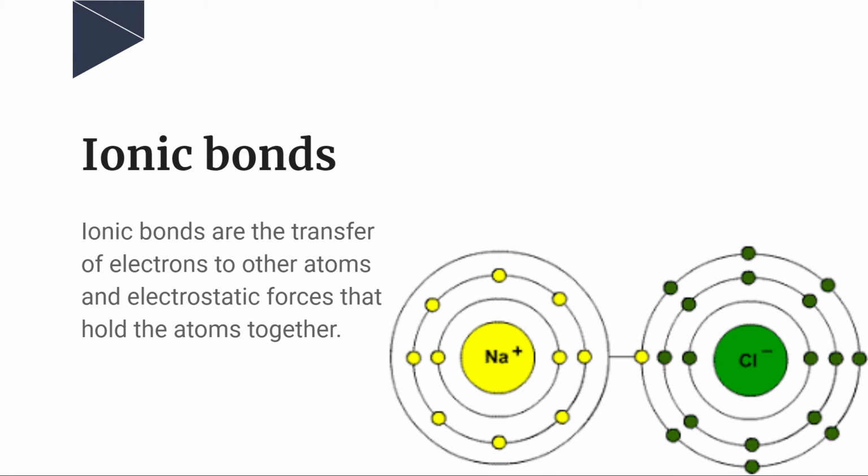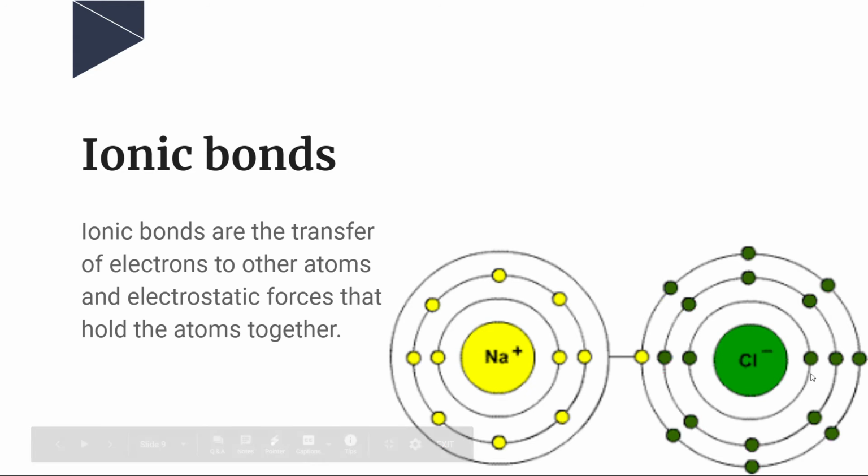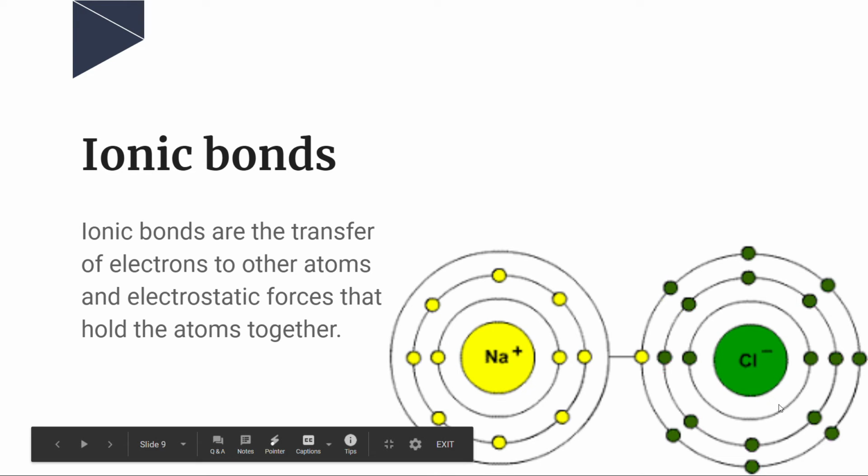We have NaCl here. NaCl, in order to become a noble gas, had one extra electron. The yellow represents NaCl. And Cl, which is chlorine, this is sodium, and this is chlorine. So chlorine, in order to become a noble gas, was in a deficit of 1 electron, which means it needed one more electron to become a noble gas.